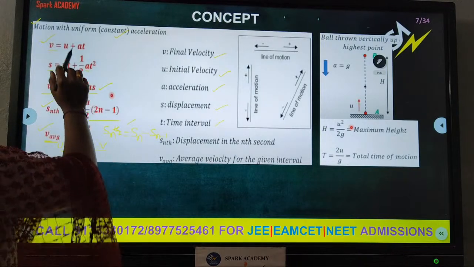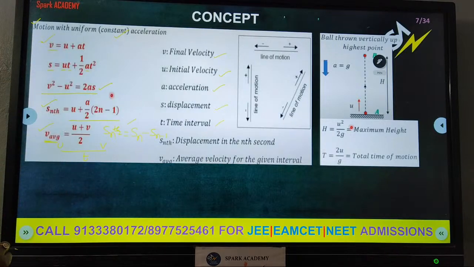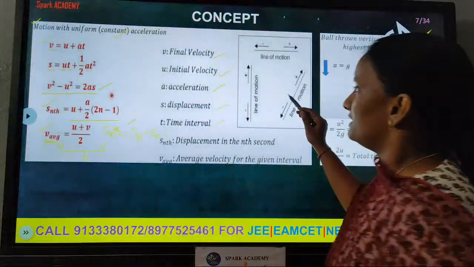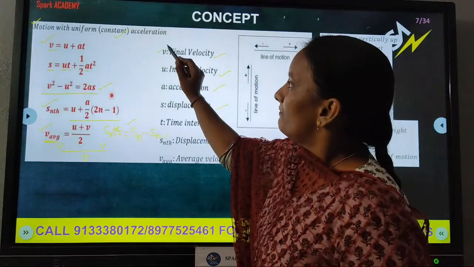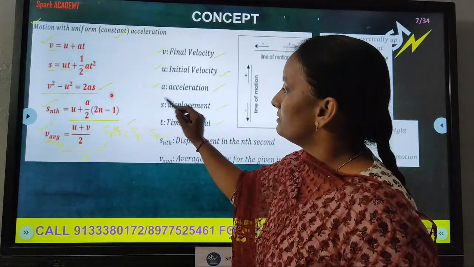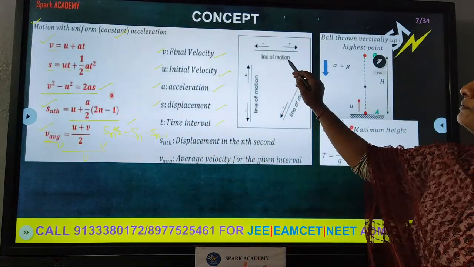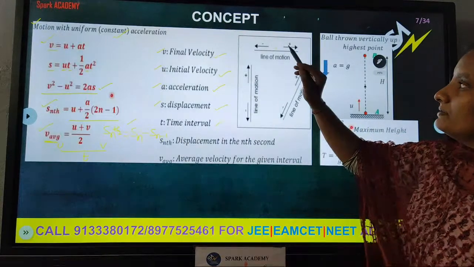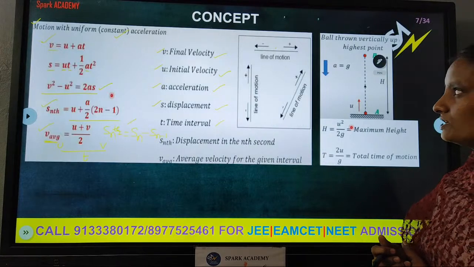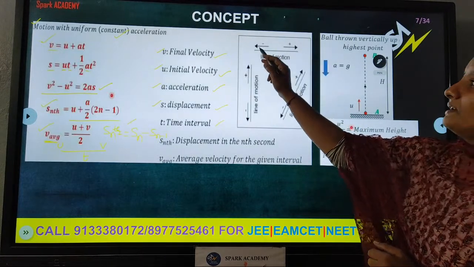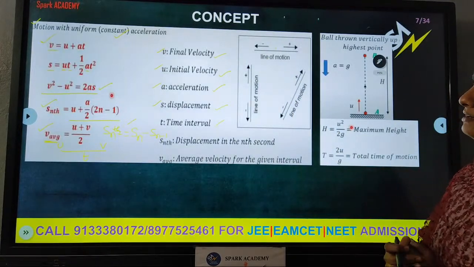Here also, while working with the numericals of motion with uniform acceleration, we need to follow the sign convention. Compulsorily, we must follow the sign convention because v, u, acceleration, displacement, these all are vector quantities. So along the line of motion, the initial point from where the action started is taken as the origin, rightward positive, leftward negative. Again reminding, this sign convention is very important.